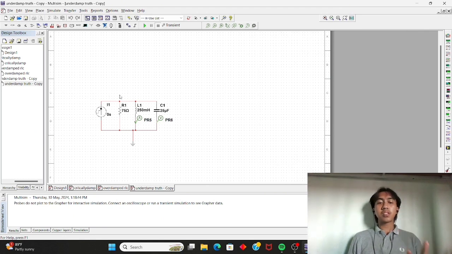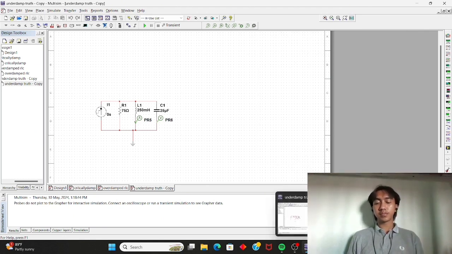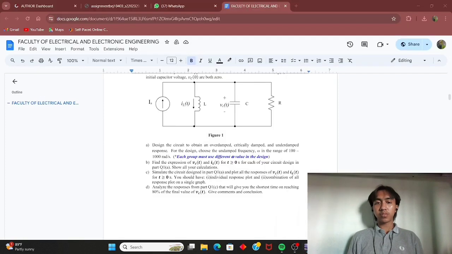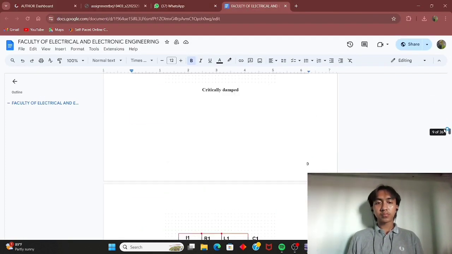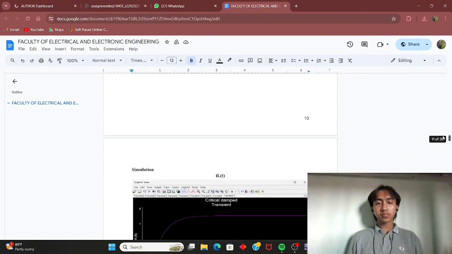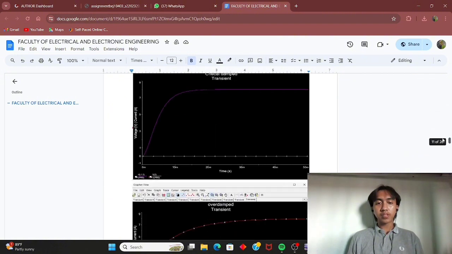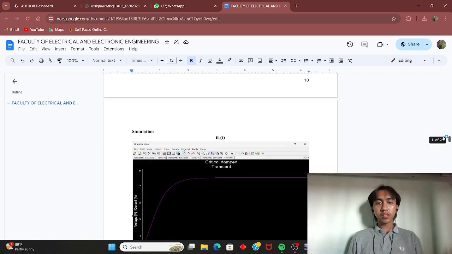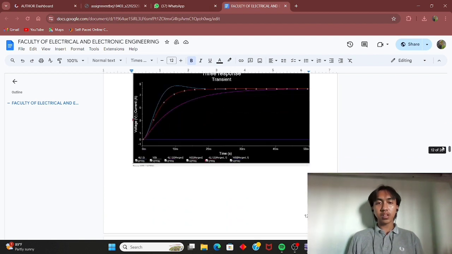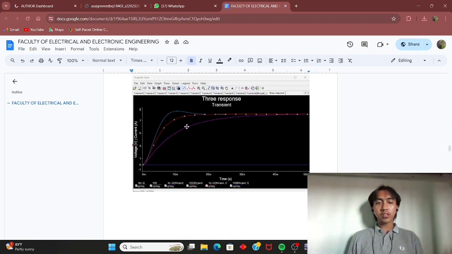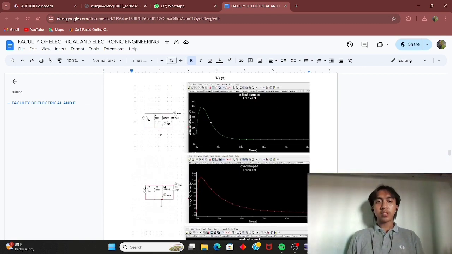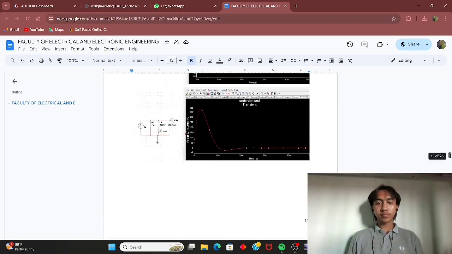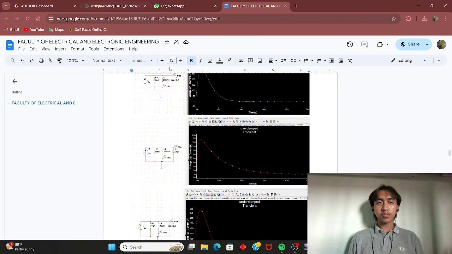Okay, next we must find the VCT. We are going back to the report. So this is IoT. What I get, okay, I make an overlay of the graph. So there are three response transients. So next we found a graph of VCT for voltage. So let's go.